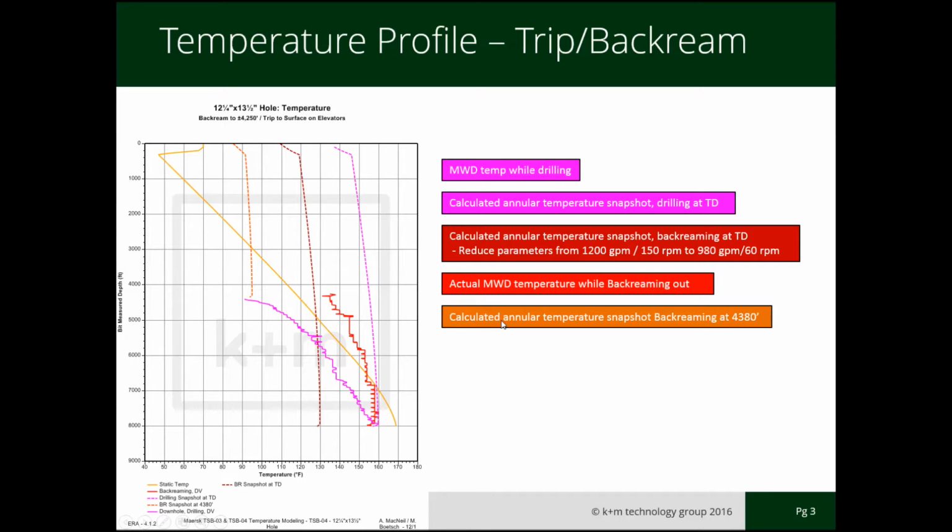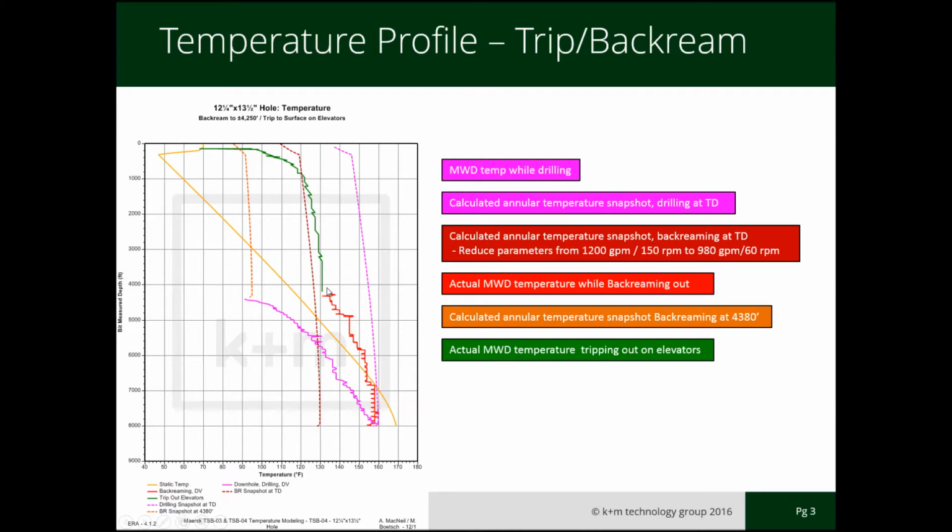Now, if I was to simulate what the temperature snapshot would look like if I cease backreaming and start to pull out of the hole, the backreaming temperature profile, when I get to the previous casing shoe at around 4,500 feet, should follow somewhere around this 95 degree Fahrenheit line. And as you can see, when they tripped out of the hole on elevators, the actual MWD recorded temp was more in line with this green profile.